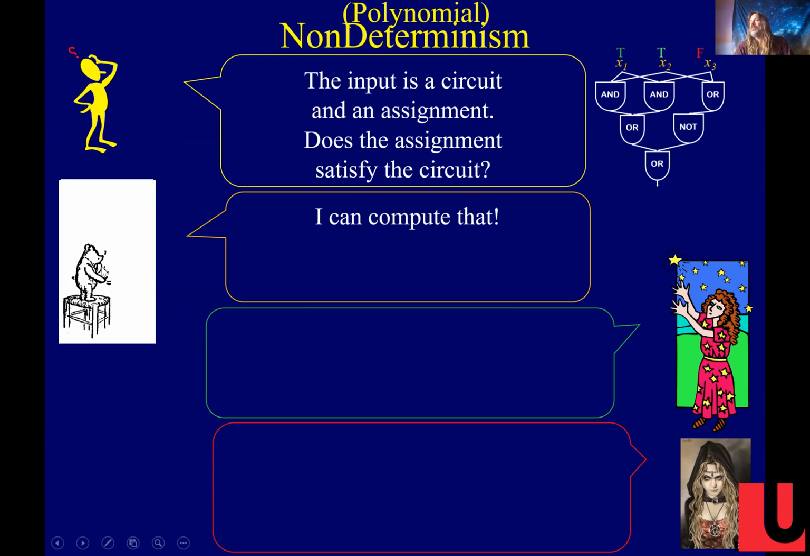And what does Pooh Bear do? He says, hey, dude, I can do that, right? He can just percolate the answers down and see that it's a true, right? So in this case, he says, yes, it's a true. This assignment satisfies that circuit. Now, in this case, the fairy godmother wasn't needed, and there's no fooling anybody because Pooh Bear can do it all on his own, right?